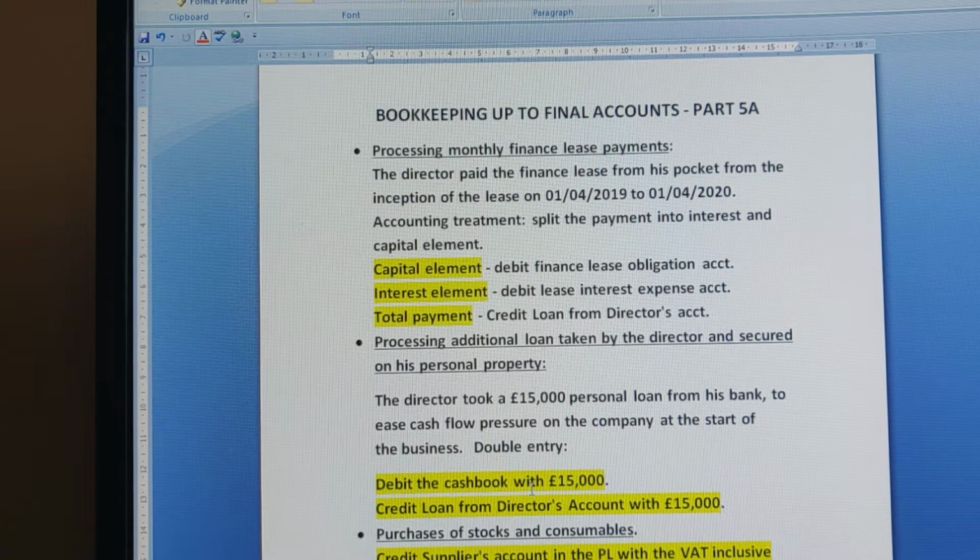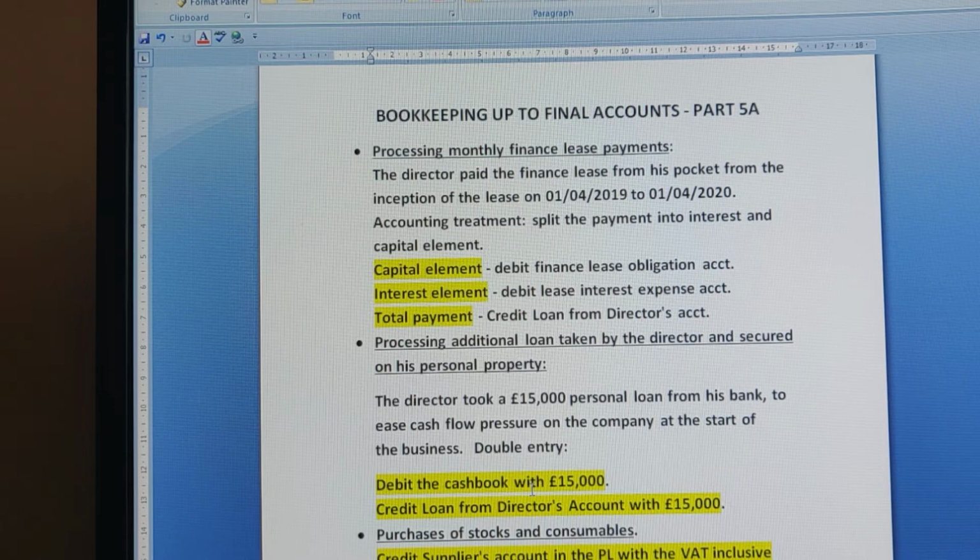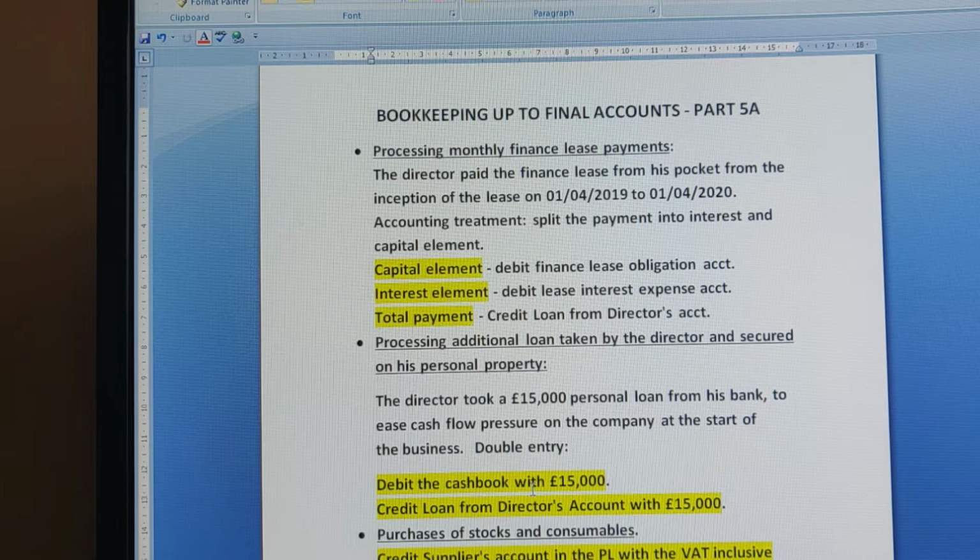The capital element will be debited to the finance lease obligation account to reduce what is owed. The interest element will be debited to the interest expense account because that will not reduce what is owed. And then the total, that is capital and interest element, will be credited to loan from the director's account to increase what the company owes the director, because it is an additional loan from the director.